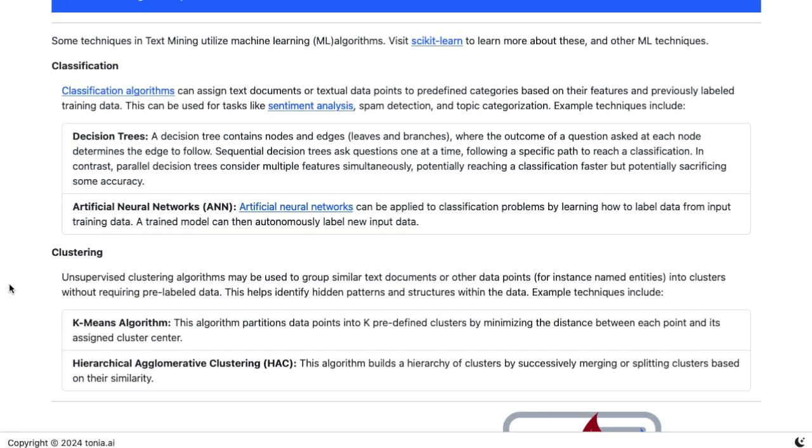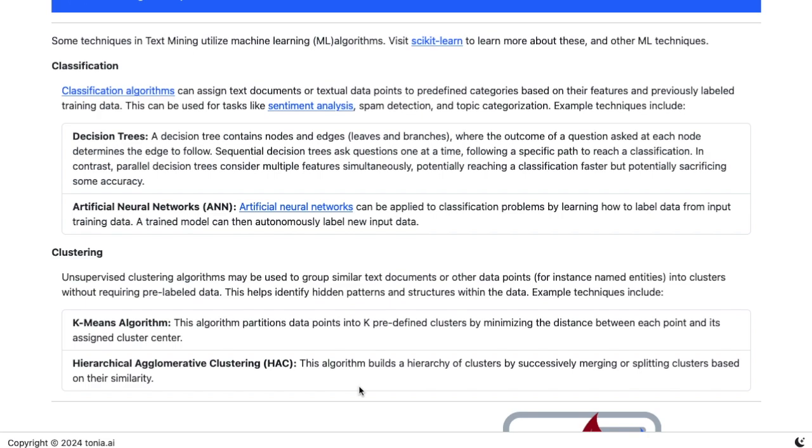In the k-means algorithm, for example, data is partitioned into k predefined clusters by minimizing the distance between each point and its assigned cluster center. In hierarchical agglomerative clustering, HAC, another algorithm for unsupervised clustering, builds a hierarchy of clusters by successively merging or splitting clusters based on their similarity.